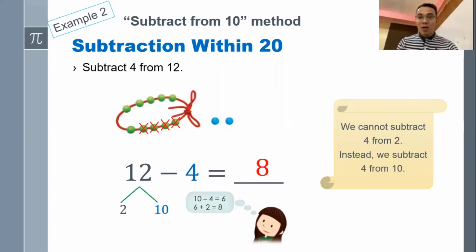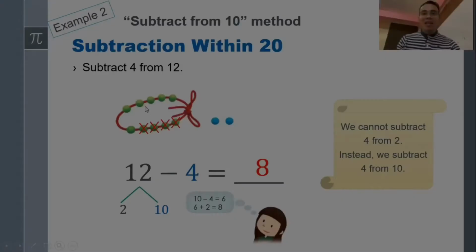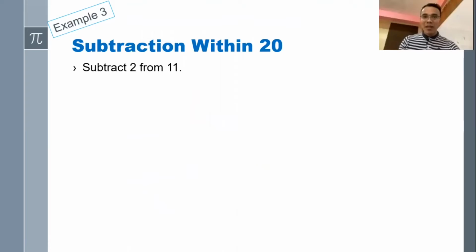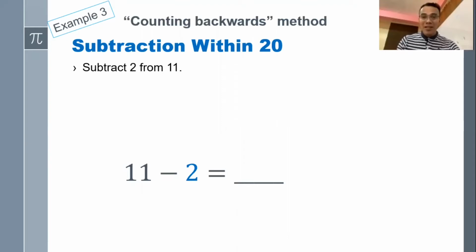We're just going to subtract from 10 if we don't have enough outside. What do you mean by outside? Look at this. There are only 2 outside, and we cannot take away 4 from these 2, right? So we have to take away from 10. That's the subtract from 10 method. Let's have example number 3. This time, we're going to subtract 2 from 11 using the counting backwards method.